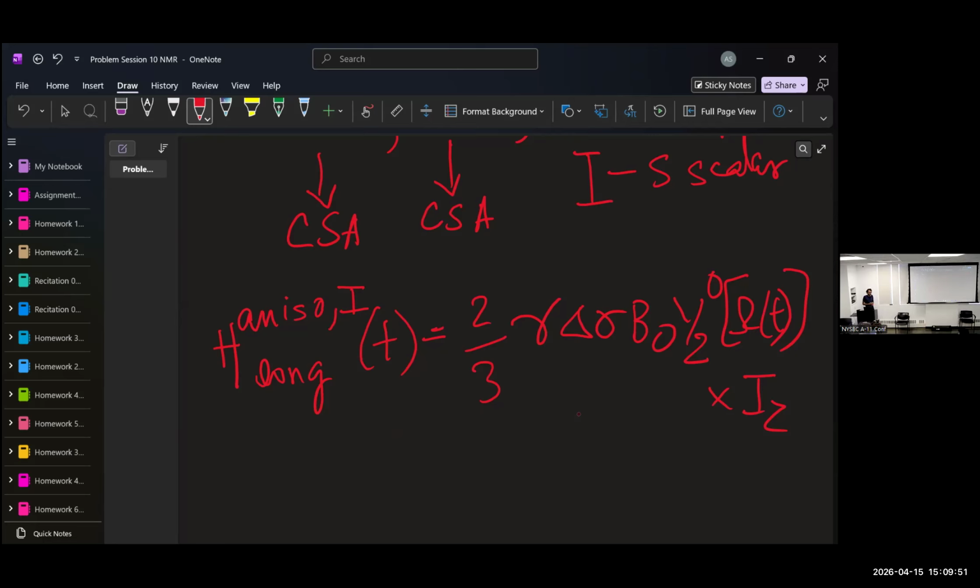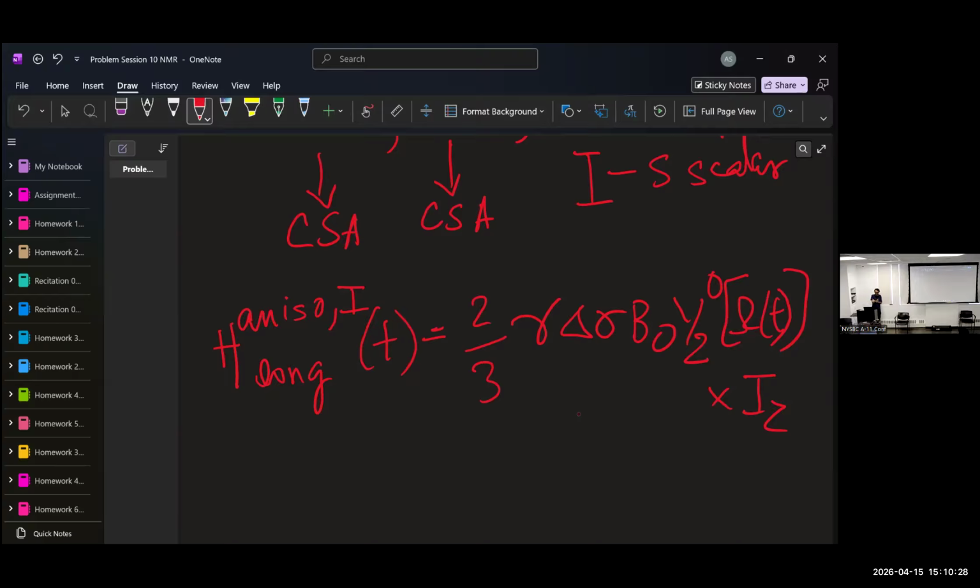This is a non-trivial question. The principal axis of the N15 CSA and the proton CSA may not be collinear. And if they are not collinear, then you don't have the same orientation relative to B naught, so you don't have the same Euler angle going into that expression. Does this make sense? But for simplicity, I'm going to assume that the N15 and proton CSAs are collinear.